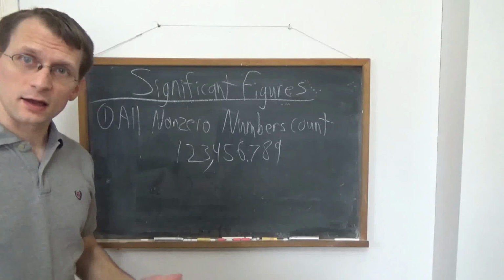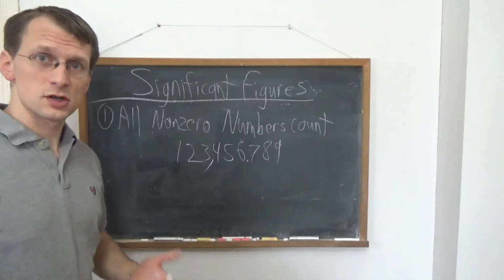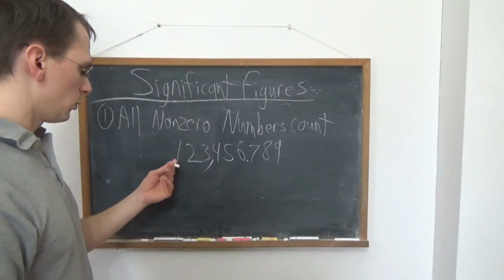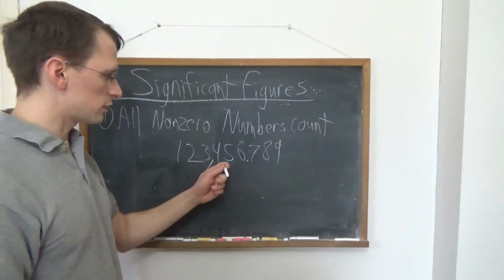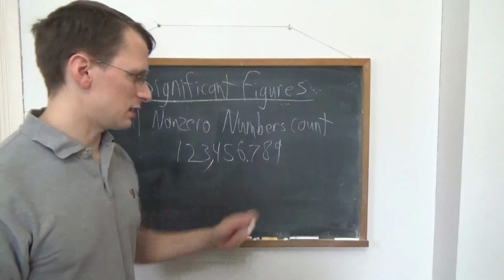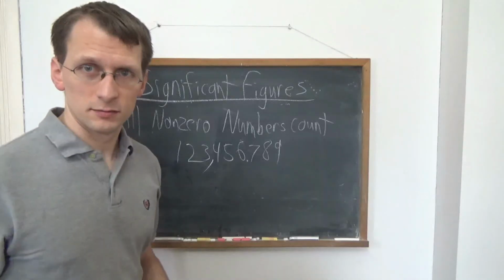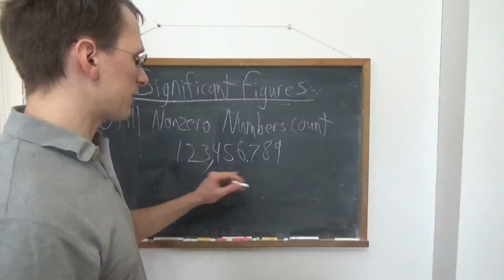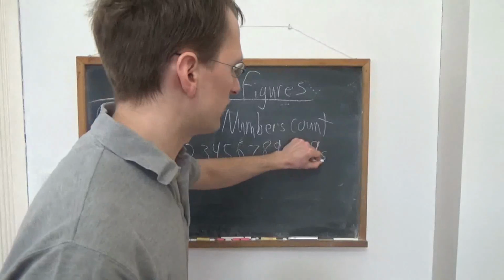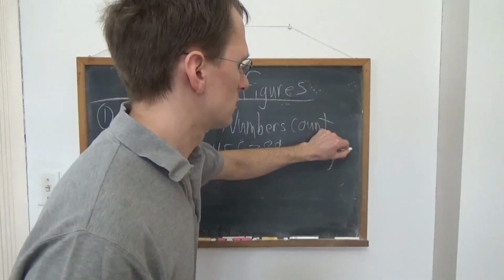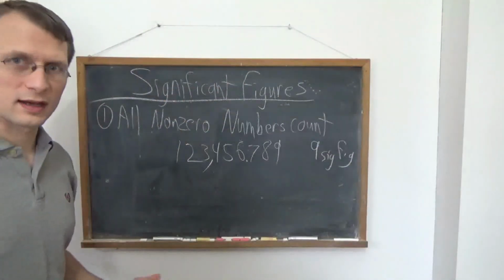The first rule is that all non-zero numbers count. So if you have the number 123,456.789, all 9 of those digits are significant. So we would have a total of 9 sig figs with that example.